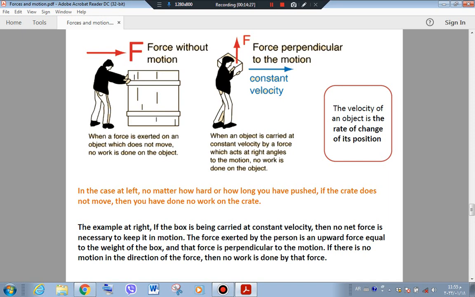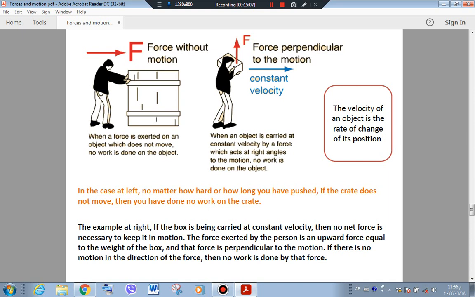Also, we have another case which we call constant velocity. In the case of constant velocity, an object is carried at constant velocity. So what's velocity? It is the rate of change of position, which means the object doesn't change position. That man is carrying the object, but the position has not changed.